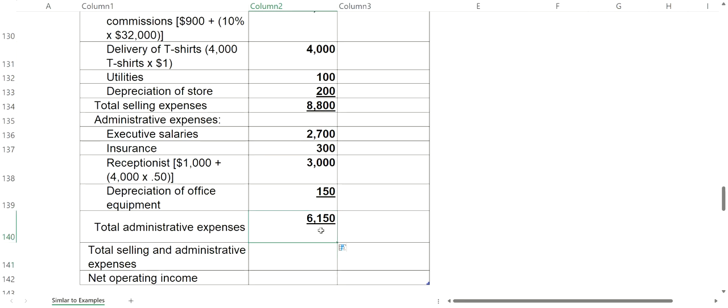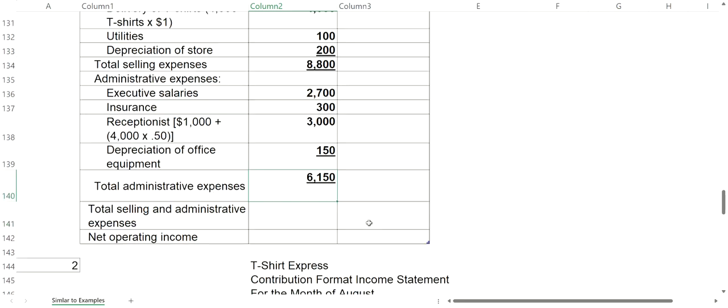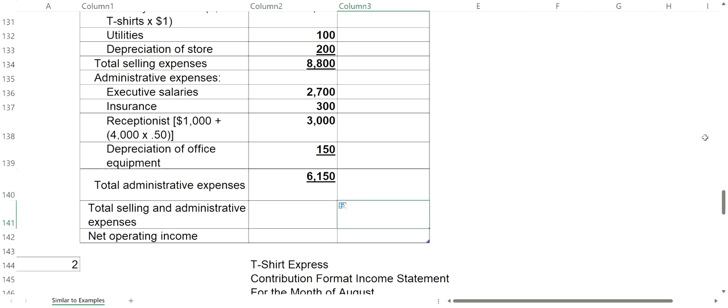And my total administrative expenses are $6,150. Now I want to add all of my selling and administrative expenses together. So I will add the $8,800 that I came up with for selling expenses right here, and then $6,150, the amount I came up with for administrative expenses. So my total selling and administrative expenses is $14,950.